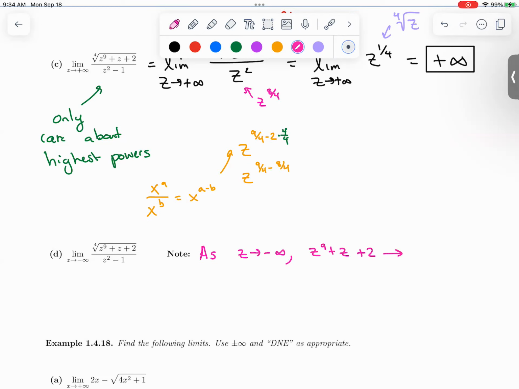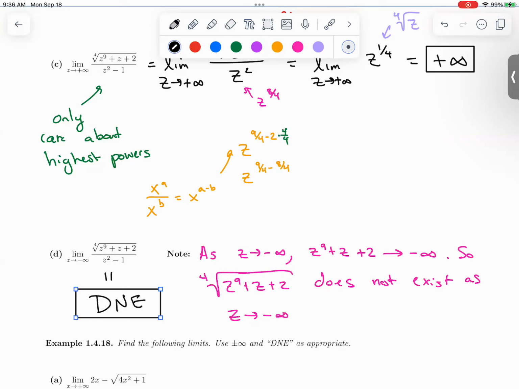Okay. Any questions on that? Repeat that one more time. Sure. Because the inside of the radical will go to negative infinity, as you keep going out, you keep trying to take the 4th root of a negative number, which does not exist. So as z goes to negative infinity, that whole thing just doesn't exist. Plug in any z value past 0, past 1, or past -1, and it stops existing. As soon as you plug in -2, the inside doesn't exist. Any number after -1, the numerator will not exist.